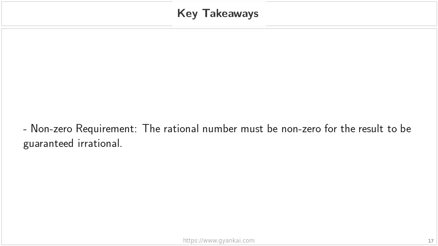Key takeaways. First, always remember the non-zero requirement. As we discussed during our initial look at the fundamental property, the rational number must be non-zero. If we allow the rational number to be 0, the entire property breaks down because 0 multiplied by any irrational number simply results in 0, which is rational.